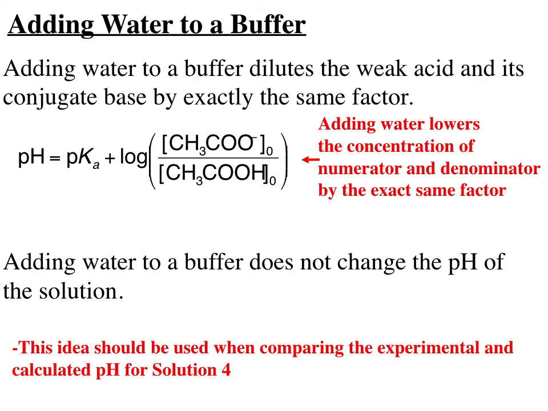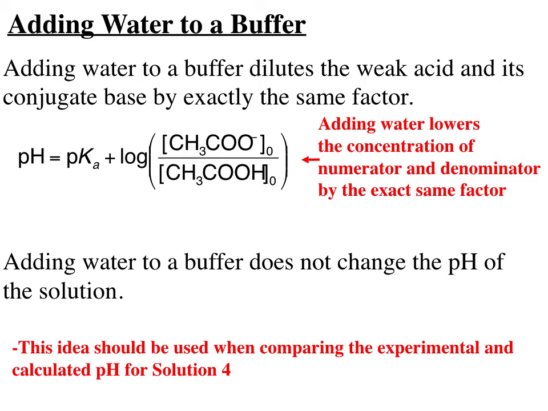Talk about what happens when you add water to a buffer. Let's look at it from the perspective of the Henderson-Hasselbalch equation. pH equals pKa plus the log of the CH3COO minus, measured when you start, divided by the CH3COOH when you start. Initial concentrations of the weak acid divided into its conjugate base concentrations. Well, that logarithm term will be changing when I add water.